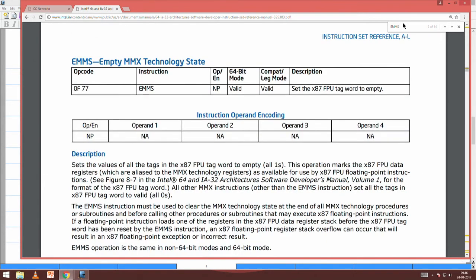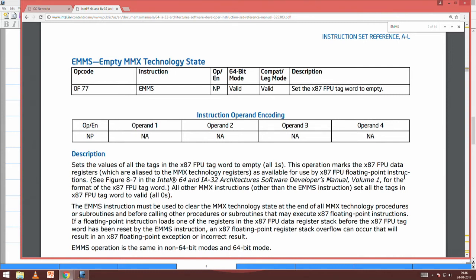So if you read this, it sets the values of all the tags in the x87 FPU (floating point unit) tag word to empty. This operation marks the x87 FPU data registers, which are aliased to the MMX technology registers. Please note this word, aliased. Aliased means they are the same, as available for use by x87 FPU floating point instructions.